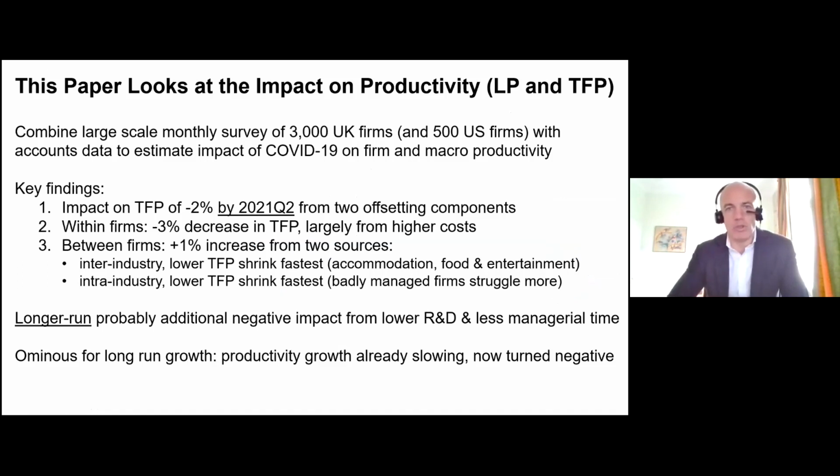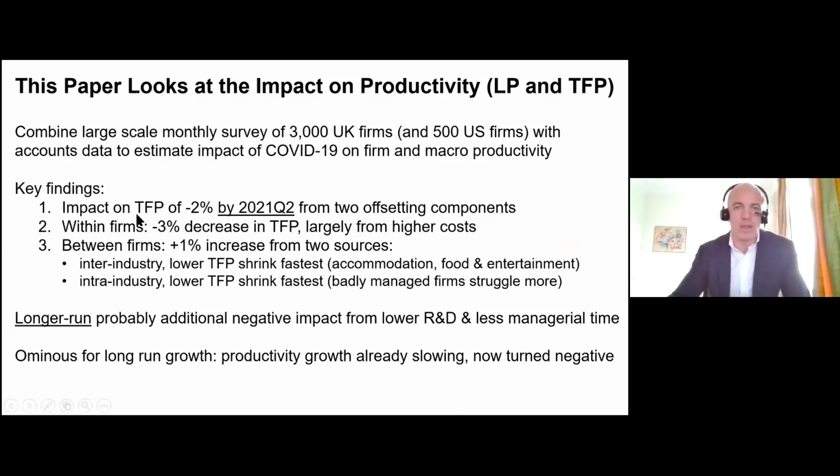So what do we do and what do we find here? We're going to take a very large scale monthly survey of 3,000 UK firms that I've been working on with my co-authors for 4 years now, and I'm going to talk to you about it in detail in a minute. We're also going to show you some evidence from a sister survey that's a bit smaller of US firms. And we're going to combine that with accounts data to estimate the impact of COVID-19 on productivity at the firm level and at the economy-wide level.